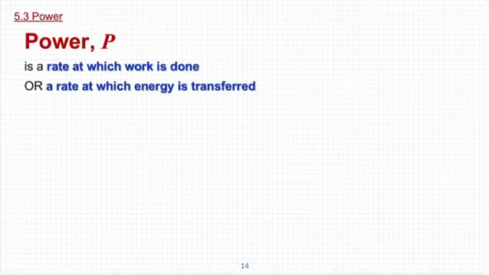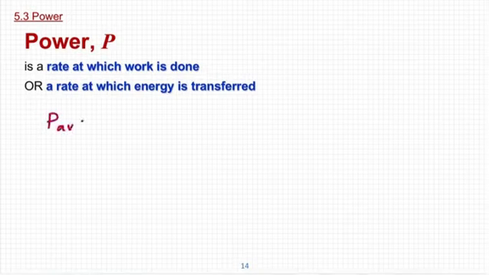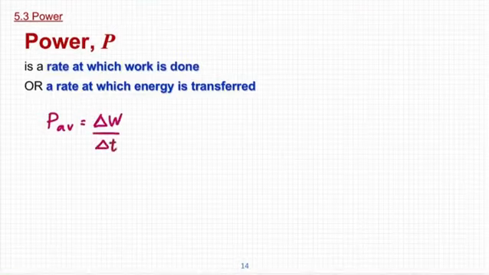Finally, for 5.3, we are going to learn about power. There are two types of power. First one is average power. So PAV, or average power, is defined as the rate at which work is done. So rate and work, which means that it is delta W over delta T. We can also define power as a rate at which energy is transferred. So we can write that as delta E over delta T.